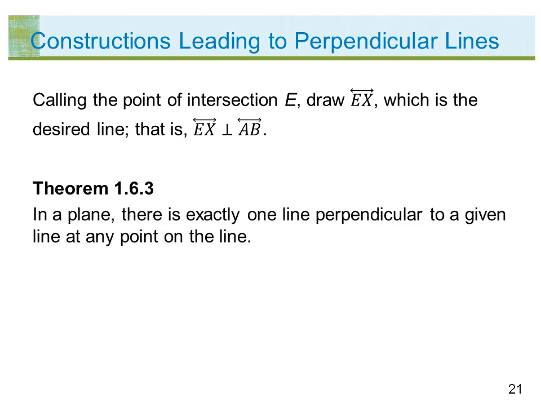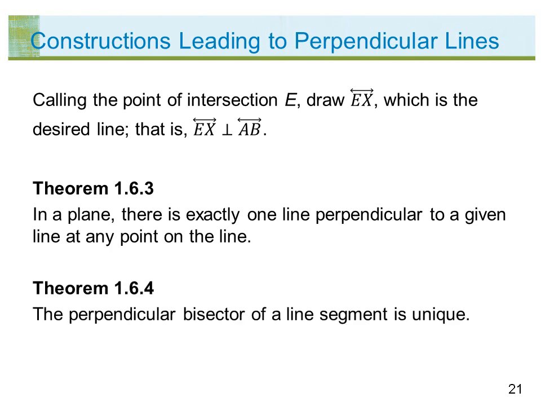Theorem 1.6.3. In a plane, there is exactly one line perpendicular to a given line at any point on the line. Theorem 1.6.4. The perpendicular bisector of a line segment is unique.